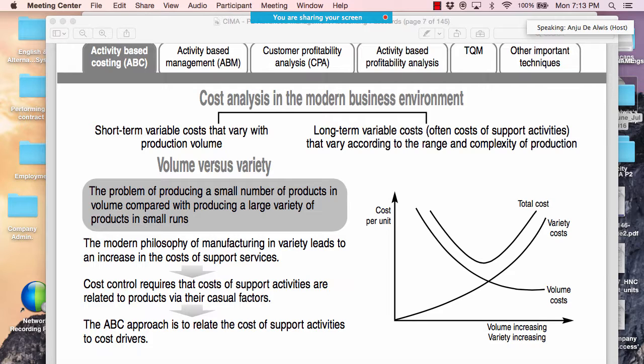Say, for example, if you are going to scale up your business, what are the things that will go up along with your business?